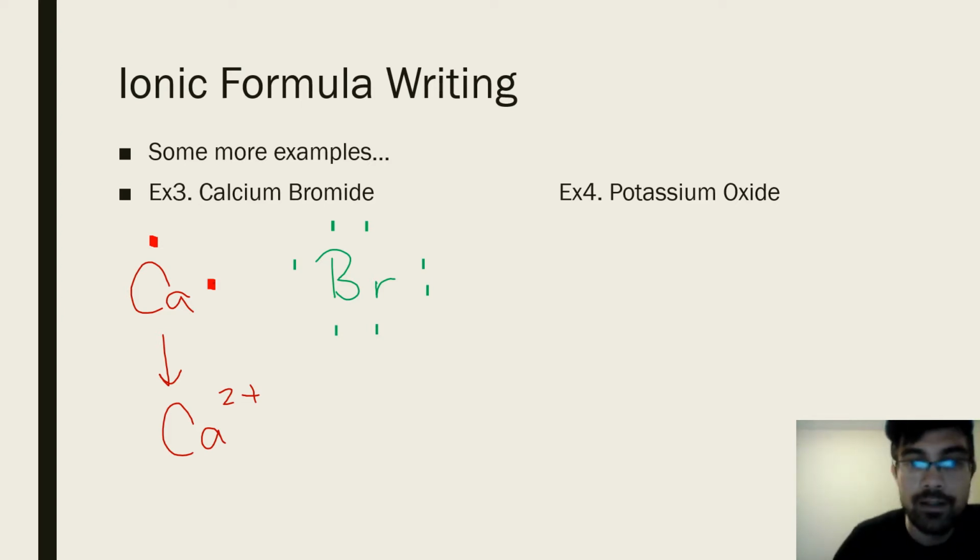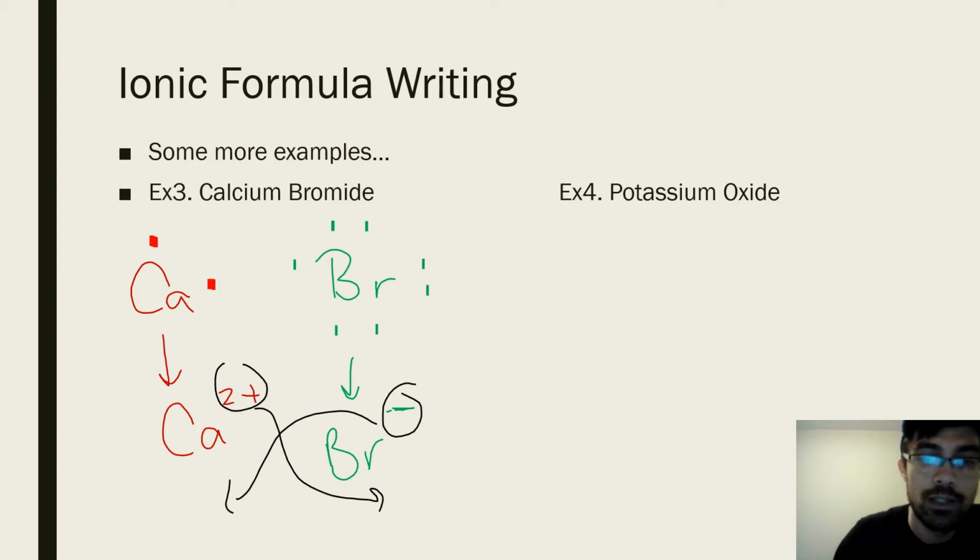Like so. Okay, so it's looking for one more, and when it does gain that one more, it's going to have a -1 charge. Okay, so again, the quick way is just to do the old crisscross, but what it really means is that calcium has a charge of +2, so you need 2 bromines to cancel that out.